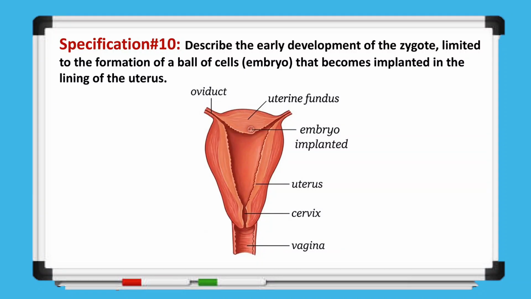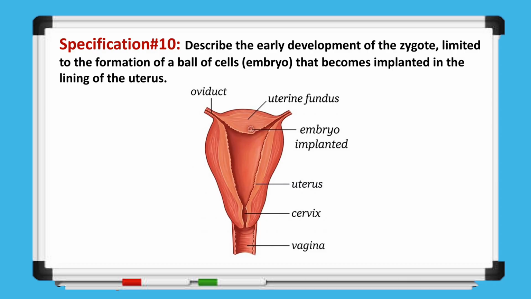Next, we move on to specification number 10, which asks us to describe the early development of the zygote, focusing on how it forms a ball of cells and becomes implanted in the lining of the uterus. After fertilization, the zygote begins to divide repeatedly as it travels along the oviduct towards the uterus. These rapid cell divisions form a small ball of cells known as an embryo.